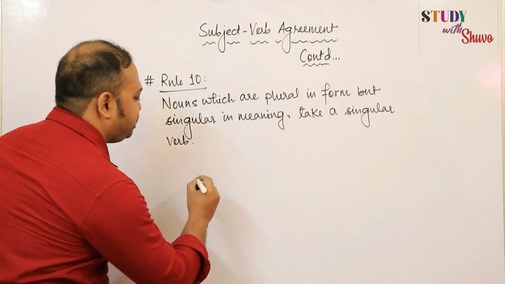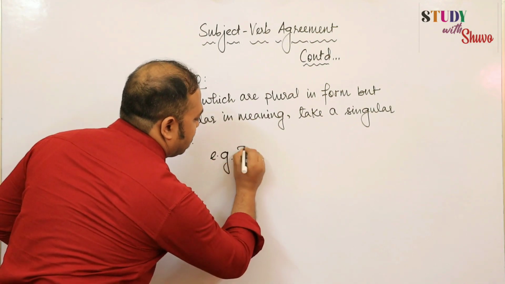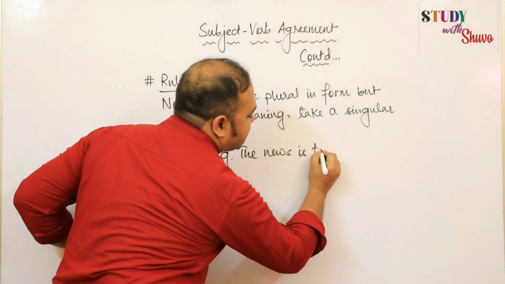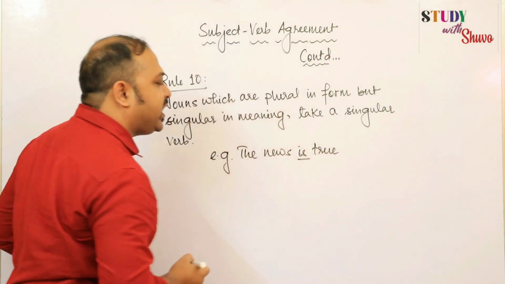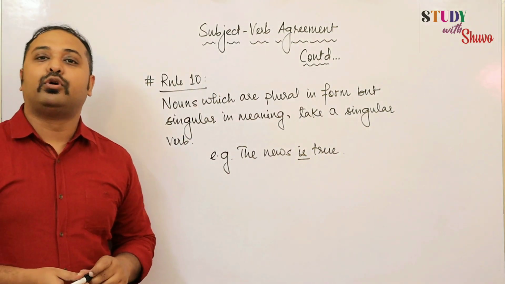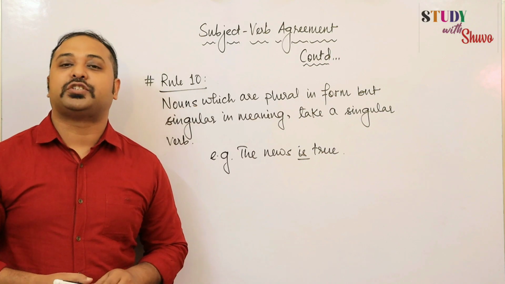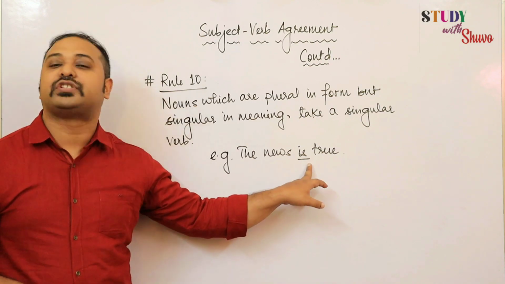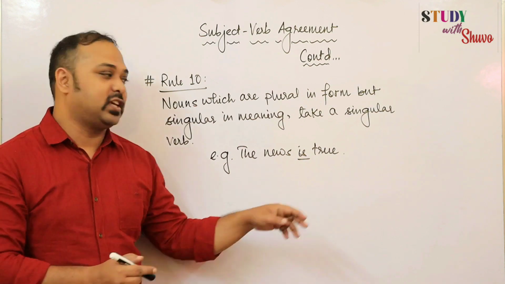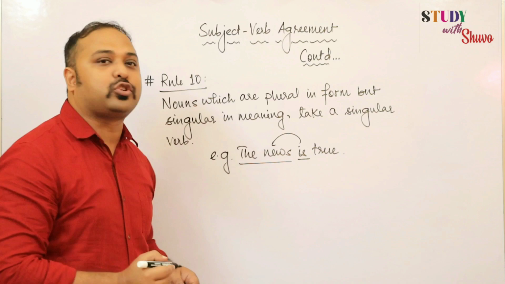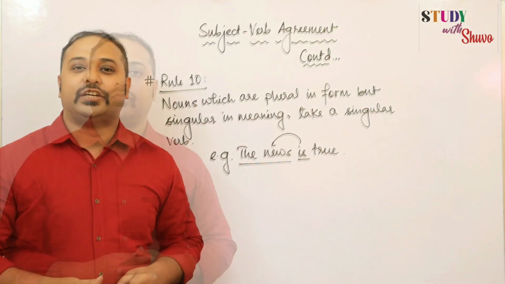For example, the news is true. News is one such noun which appears to be plural in its form, but it is always singular in its meaning. That is why we have used the singular verb is. So is agrees with news and news is taken to be singular.